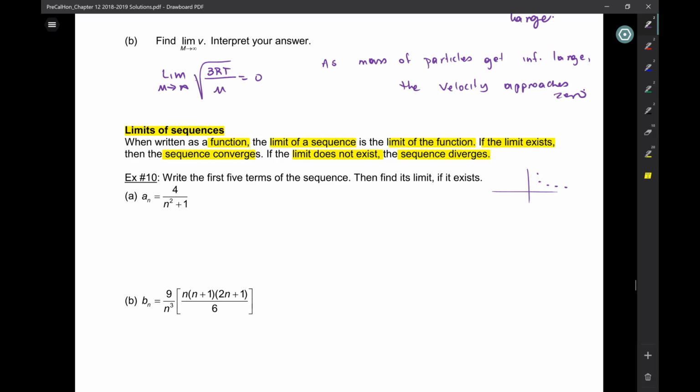So all I have to do is say the limit as n approaches infinity of 4 over n squared plus 1. And now I follow the same rules. 4 over n squared, what is that? 0. So I say this converges.